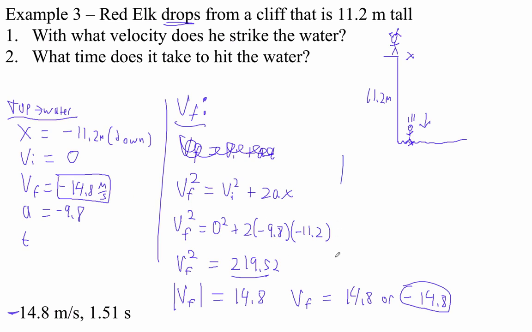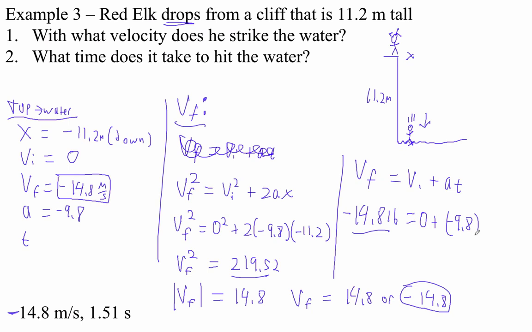Okay. Now, time to hit the water. I think what I'm going to do is I'm going to use, now that I have the final velocity, I'm going to use this guy. VF is VI plus AT. So final velocity is negative 14.816. So I'm using a few more digits here, as you should as well. That equals 0 plus negative 9.8 times t. So we can solve for t now. So this is 1.511. So t, that's what time it takes to hit the water.